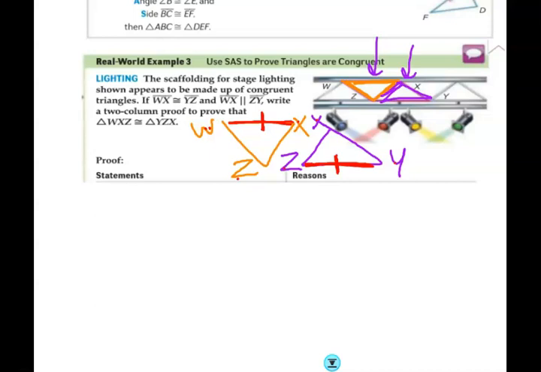All right, so let's talk about this. XZ and XZ are the exact same sides, okay? So those are the exact same sides. And let's look at the order. So W goes with Y.